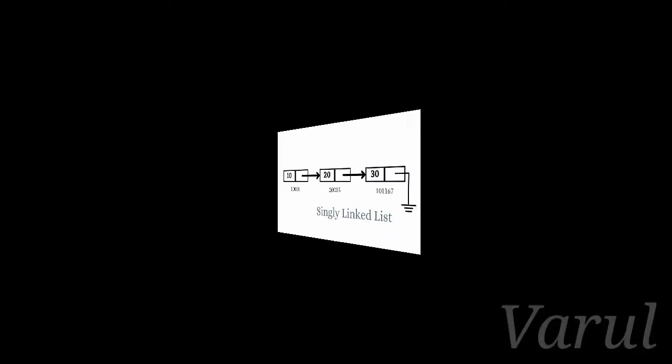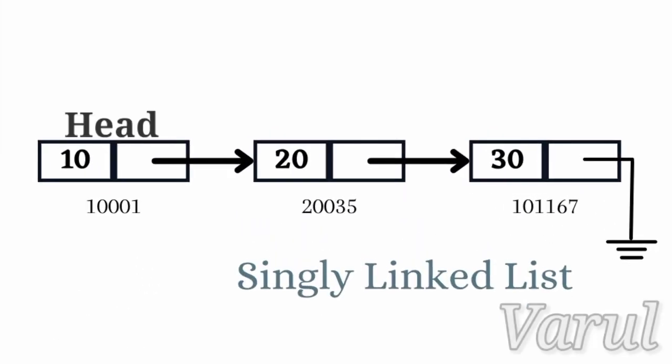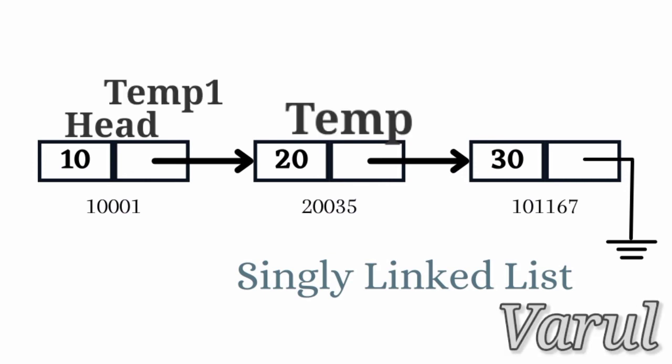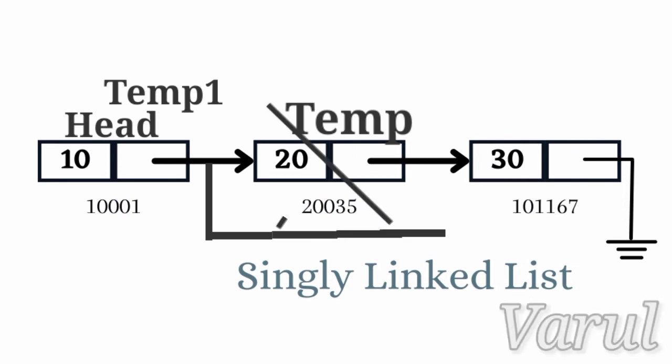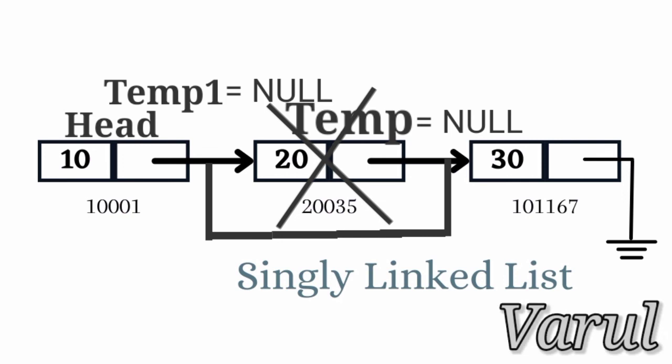At last, deletion at position. For this we have to reach the node which we have to delete, and also the previous of that node. Consider temp will point to the node which we have to delete, and temp1 will point to the previous of that node. Now temp1 will point to temp's next node, and now delete the temp node and then set temp and temp1 to null.